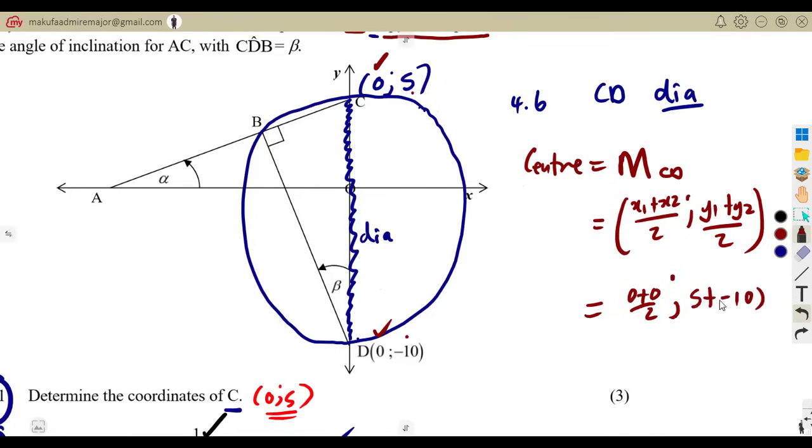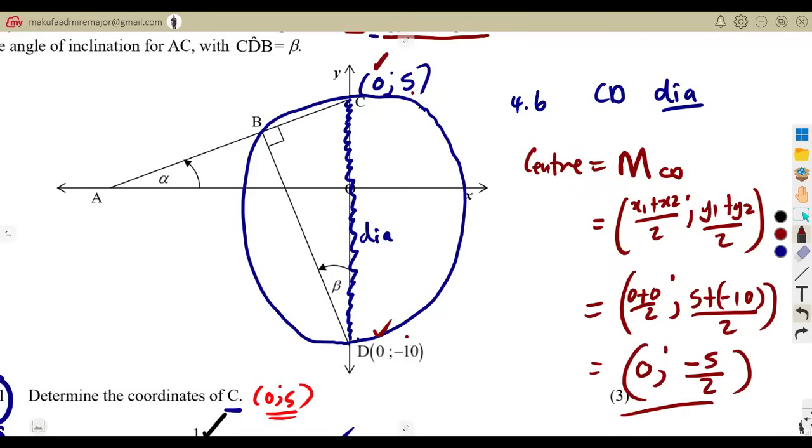5 plus minus 10 over 2, like this. So that was going to give us the center, which is 5 plus minus 10. That's a minus 5. So that's minus 5 over 2, like this. All right, so that's our center.